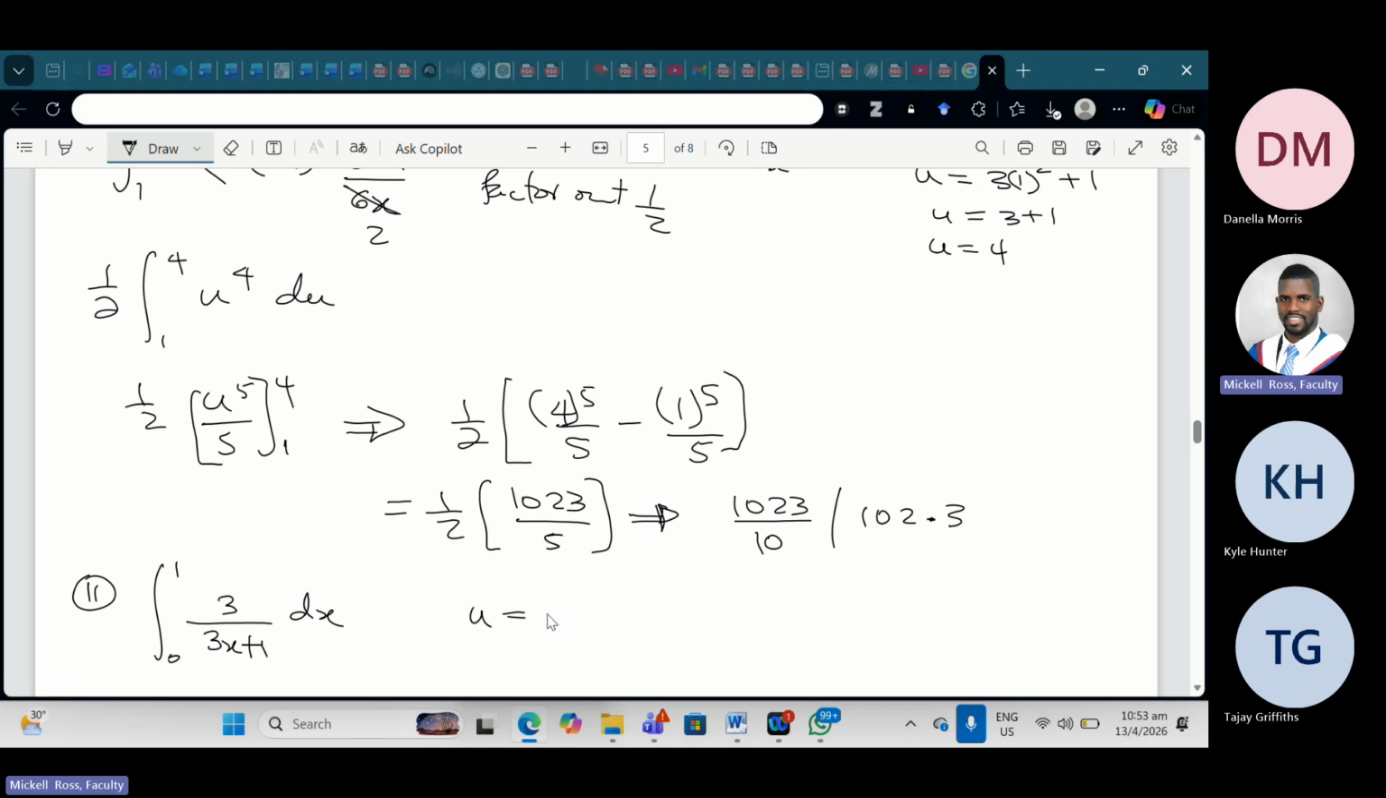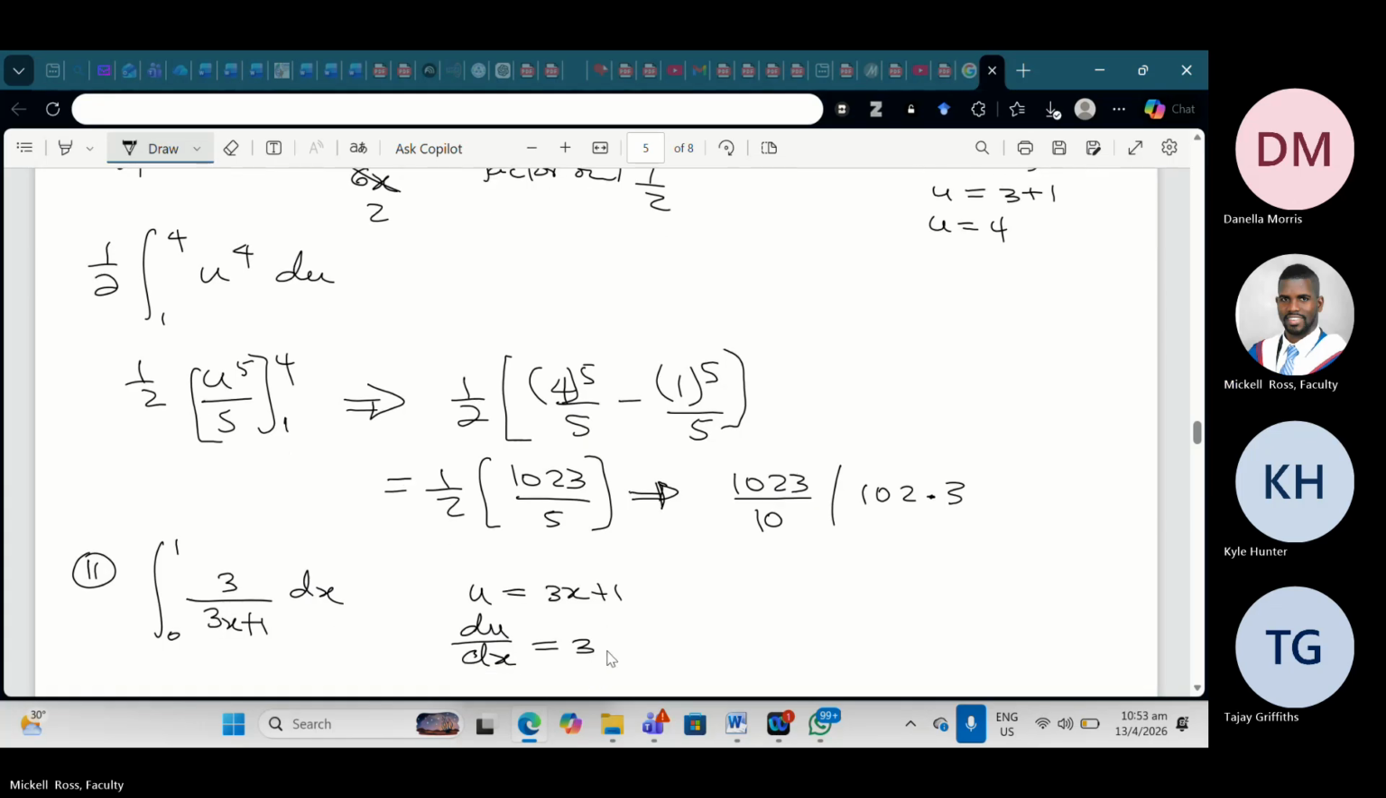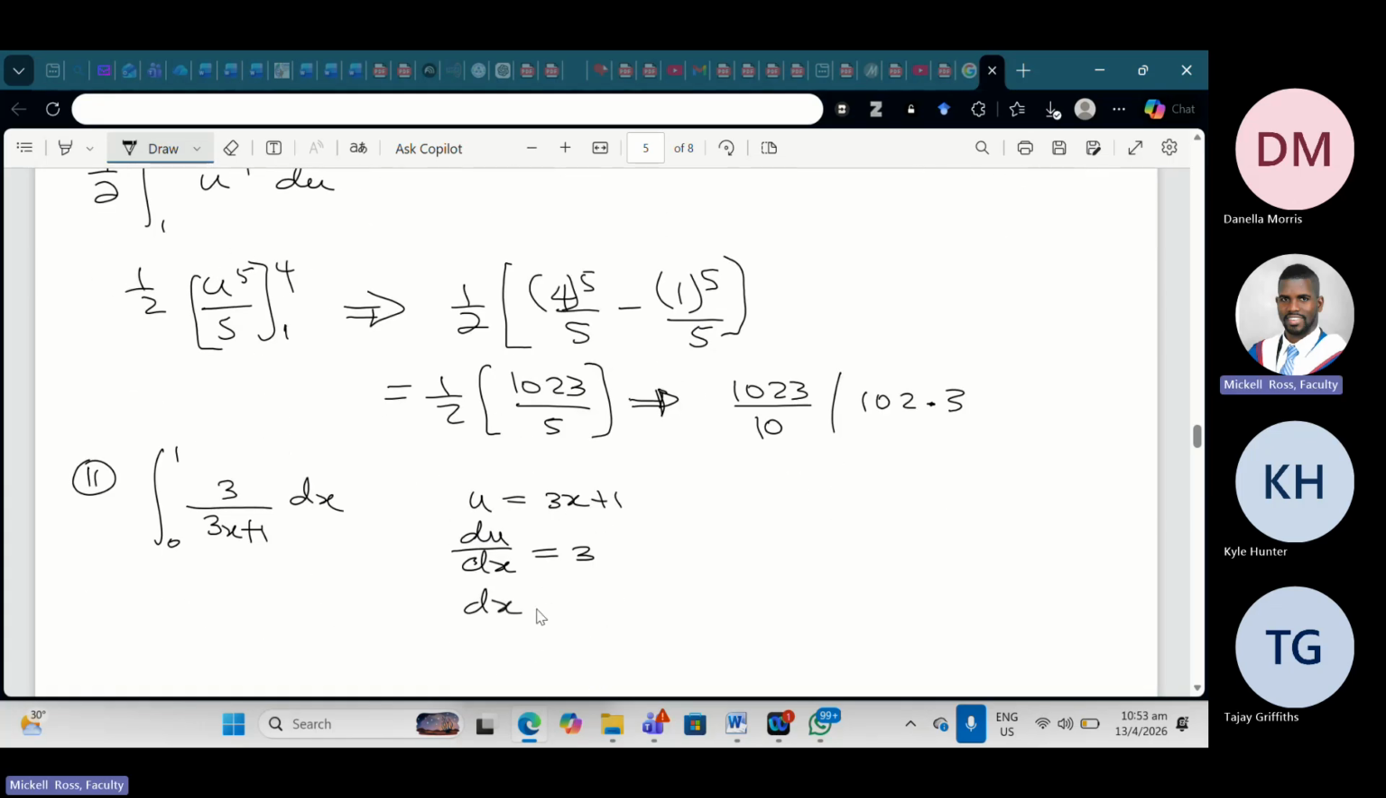So u is equal to 3x plus 1. So the derivative of u with respect to x is going to be equal to 3. So dx is going to be du over 3. When x is equal to 0, u is equal to 3 times 0 plus 1. So u is equal to 1. When x is equal to 1, u is equal to 3 times 1 plus 1. So u is equal to 4.